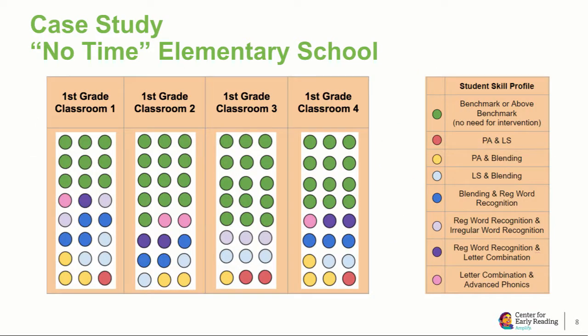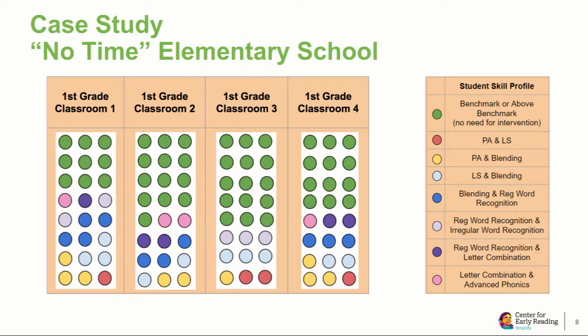Let's take a closer look at what grouping within a class versus cross-class might look like at a hypothetical school called No Time Elementary School. This is a big school with 4 classrooms per grade. I am showing you the breakdown of kids in their 4 first-grade classrooms, each of which has 24 students. Students represented by a green dot scored benchmark or above benchmark and therefore do not need intervention. All other students are in need of intervention, and for those, we plot the particular point at which each currently is on the reading skills continuum.